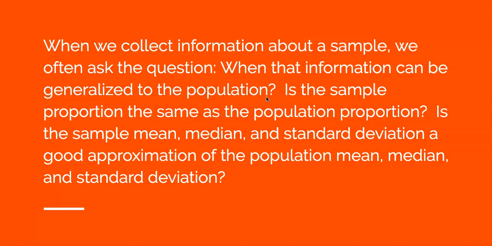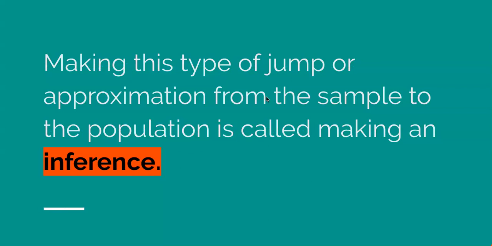It will be great if we can study everybody in the population, but that will be too time consuming, that will be too expensive. So when we take a small, random sample, that will be a good representation of the population. We hope that the statistics that we find on these samples are going to be a good approximation of the actual numbers in the population. So, making this type of jump or approximation from the sample to the population is called making an inference. So chapter 8, 9, 10 are all about making statistical inferences, okay?